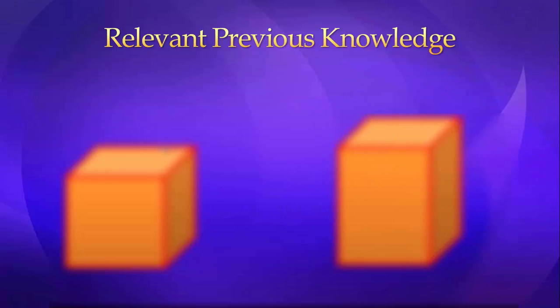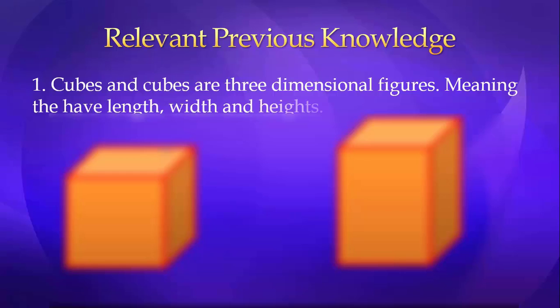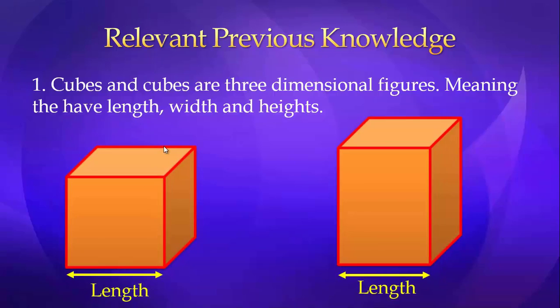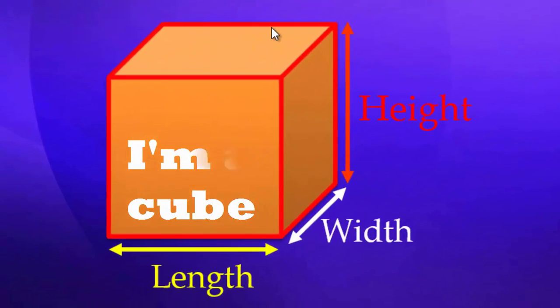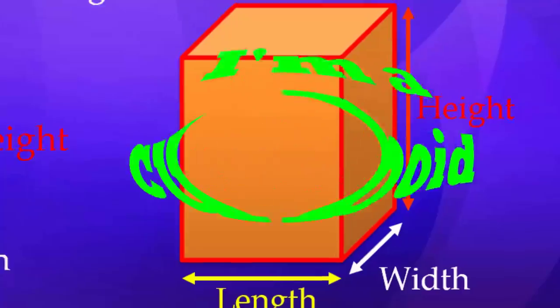Relevant previous knowledge. Cubes and cuboids are three-dimensional figures, meaning they have length, width, and height. So you're looking at the figures, they have length, and of course they have width, and they have height. The figure to your left hand side is a cube, and the one to your right hand side is a cuboid.